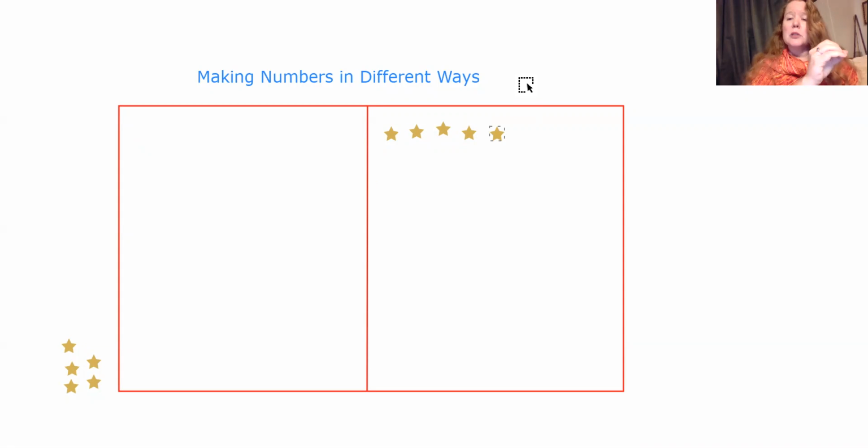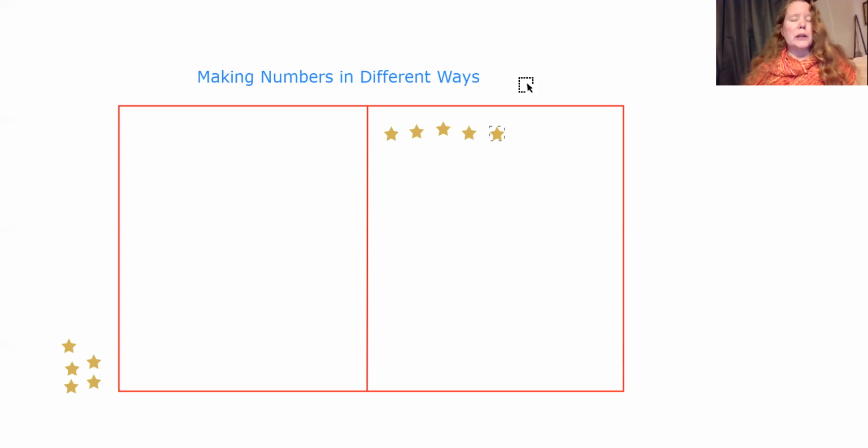Now I have 0 and 5, right? So we can see there are many different ways to do it. I could have these 5 stars in the first box and no stars in the second box, right? Or I could have 4 in the first box, and how many would be in the second box? Tell your parent teacher. Okay, so if 4 are in the first box, 1 would be in the second box.